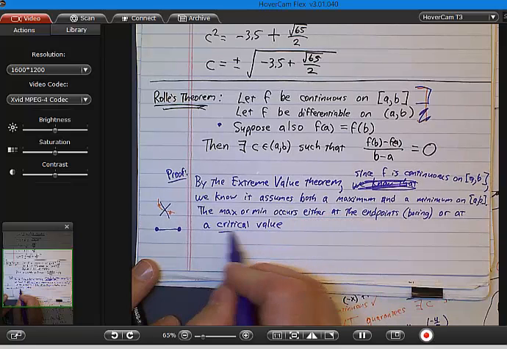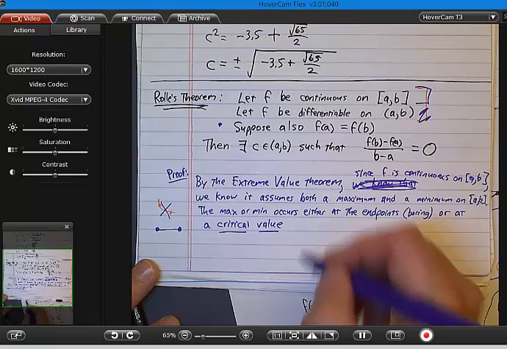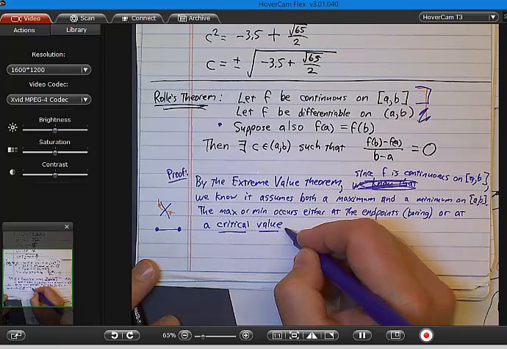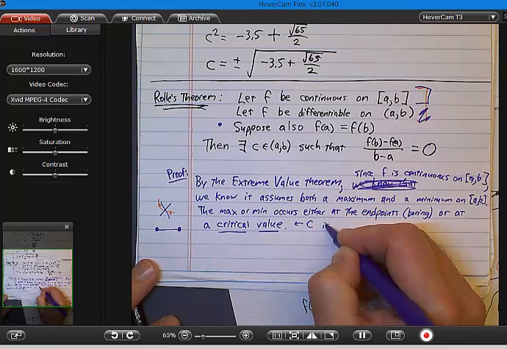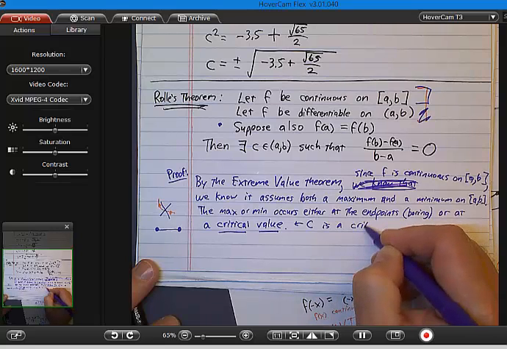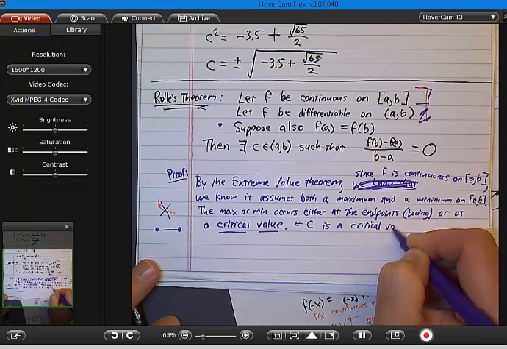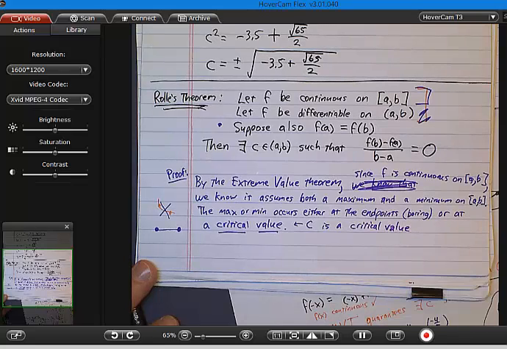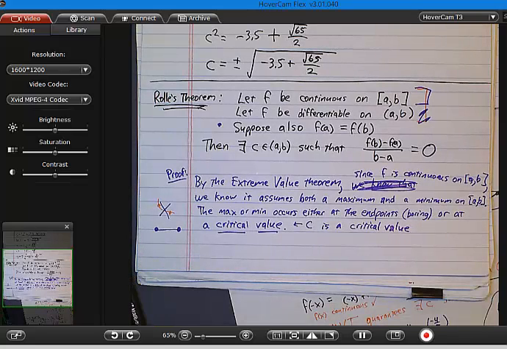So what I'm saying is C is a critical value. Now, I'm underlining the word critical value because I want to recall, do you remember what it means to be a critical value? What's the definition? It's a value either where the derivative is equal to 0 or undefined.